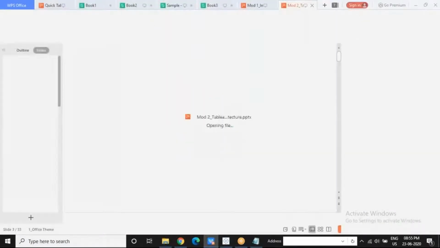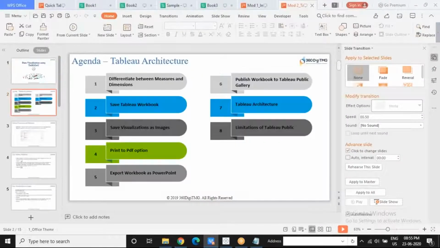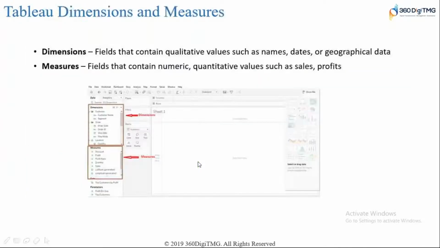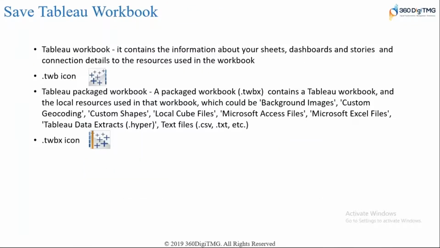where the main aim of module 2 is to explain Tableau architecture to you. So we have understood about the difference. We have understood what are dimensions and what are measures, and what is continuous and what is discrete. Now we will look at the options that we have to save and share our work that we create on Tableau desktop.